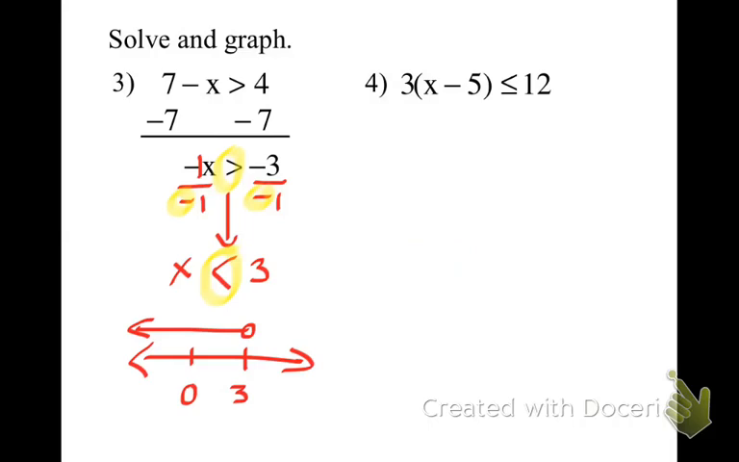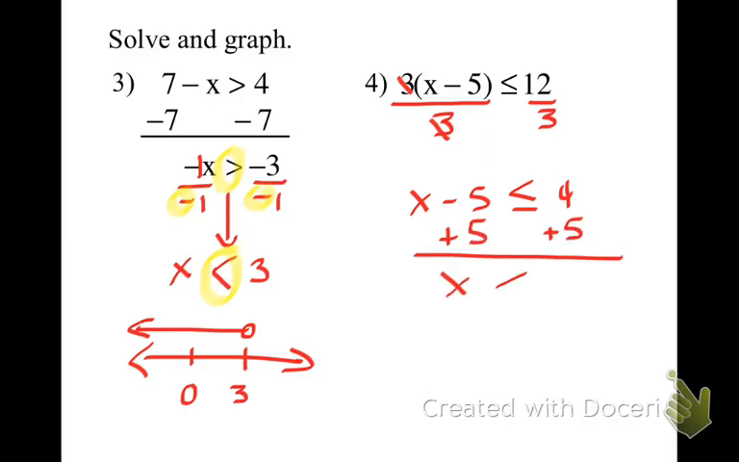We could distribute and then solve it, or notice I have 3 times a quantity. I could actually just divide both sides by 3, and now I'm left with x minus 5 is greater than or equal to 4. Add 5 to both sides. And we are left with x is less than or equal to 9.